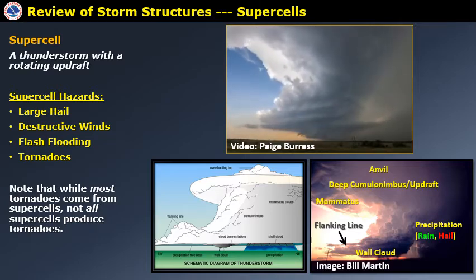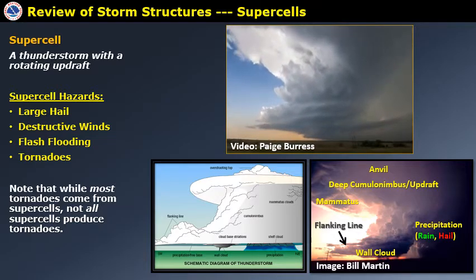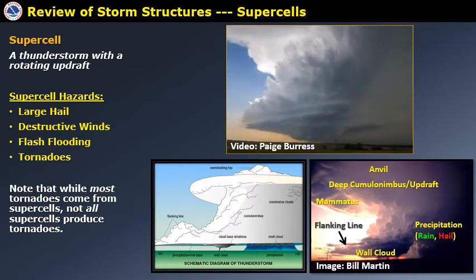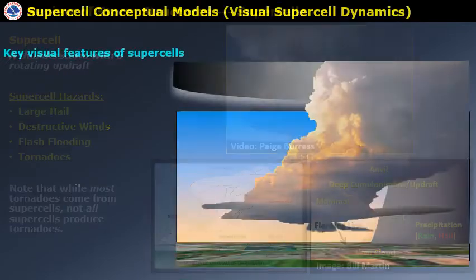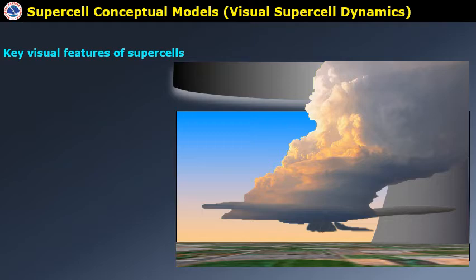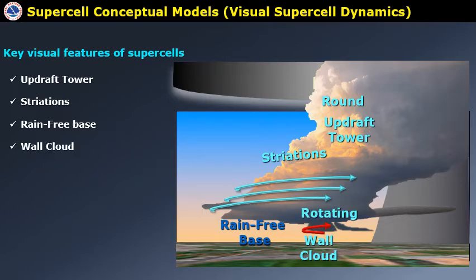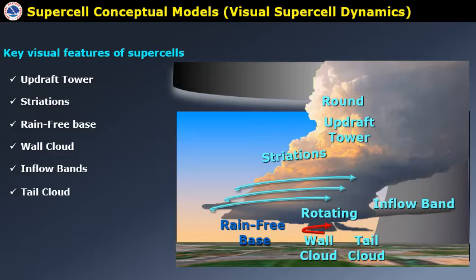Now, there are some labels that you see here in this imagery, and they are important cloud features which we will discuss in the next slide. Recall from the basic SKYWARN presentation that there were several key features of supercells that were discussed. Now, they included, just as a quick refresher, the updraft tower, striations, the rain-free base, the wall cloud, inflow bands, the tail cloud, and precipitation cores.